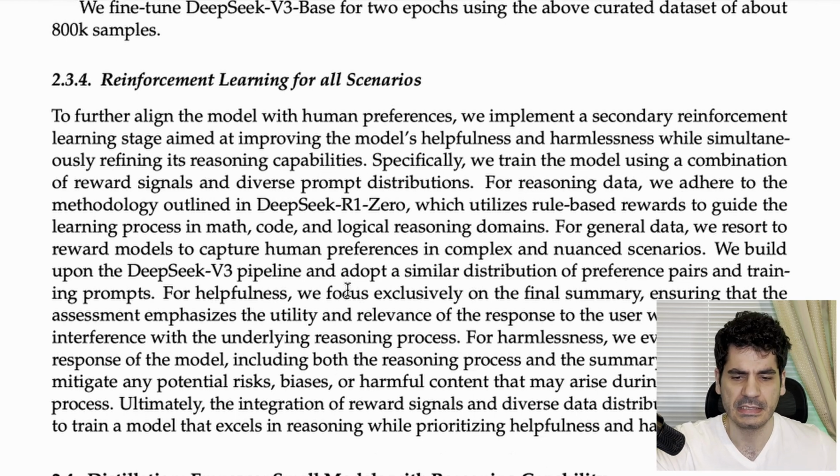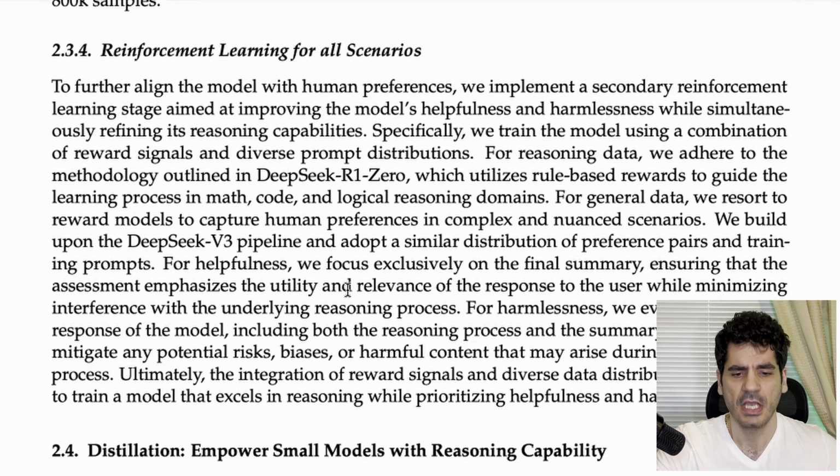So they want to make it more aligned with human preference. There's a secondary RL which improved the helpfulness, harmlessness, honesty, the 3H basically, and then the training model, the reward signal and diverse prompt distribution, and they basically do pretty much similar to R1-Zero.